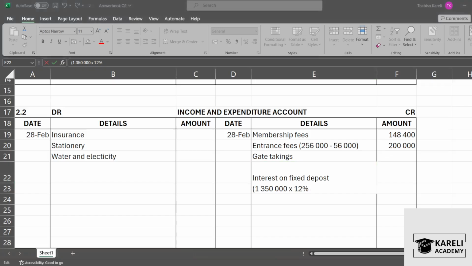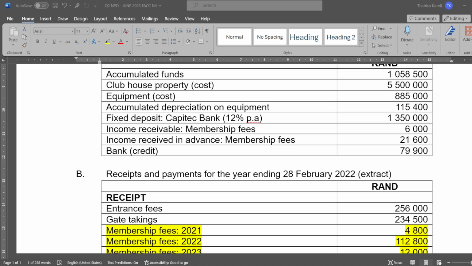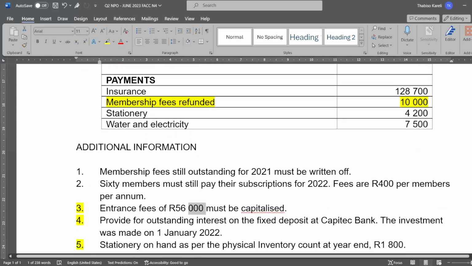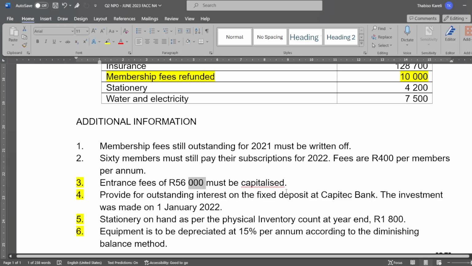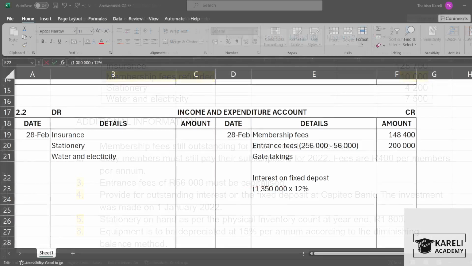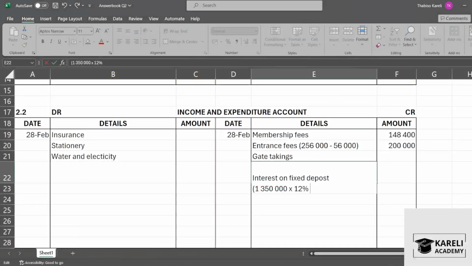Remember, it's 1,350,000 multiplied by 12% per annum. And we agreed that according to the information given on number 4, the investment was made on 1 January. That means it's January and February. It's 2 months. Now, if it's 2 months, we go to our answer sheet and say we are going to multiply again by 2 and divide by 12.